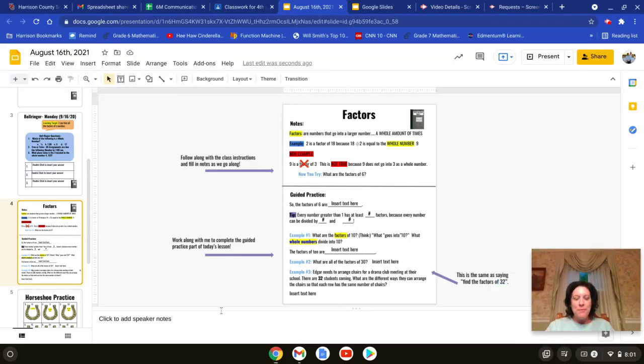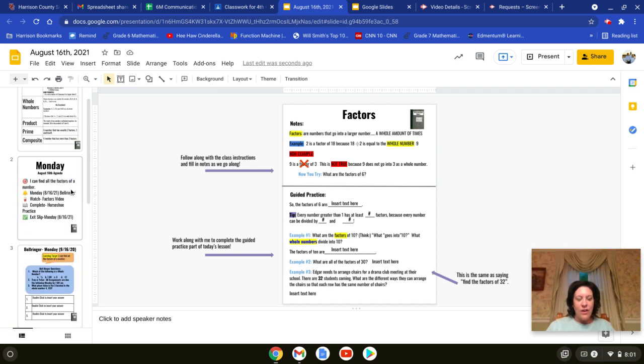Hello, everyone. Welcome back to our actual lesson for today. Our I can statement says, I can find all the factors of a number. So, let's learn how to do that.